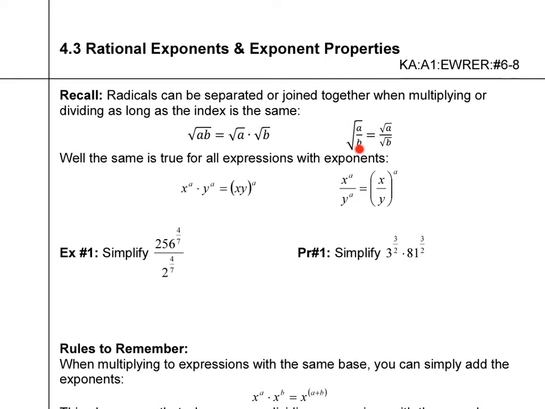You could do the same thing when you're dividing, right? So you could separate this as two radicals divided by each other, or if you have two radicals divided, you can make it a 1. Well, if that's true with radicals, then it's got to be true with exponents too, because the radical is really just the 1/2 exponent. So if you have x to the a and y to the a, this is just some number to the power of this number a, whatever that is, and y to the power a. You can write this as x times y to the power of a.